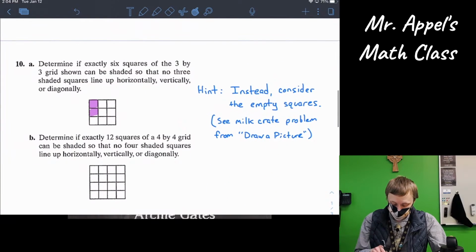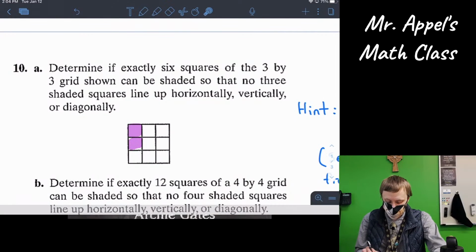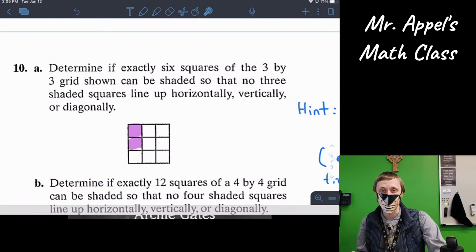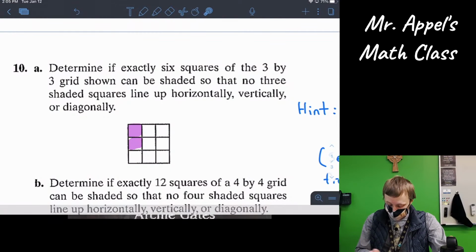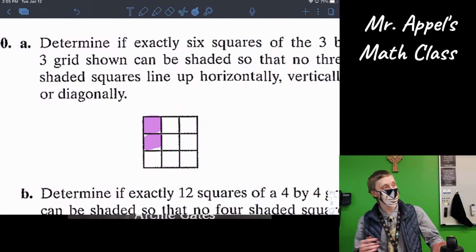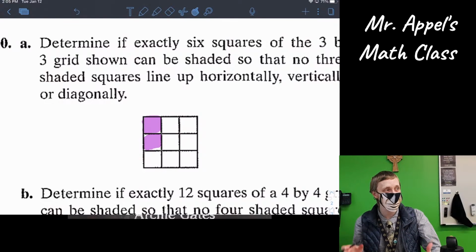And number 10. Here we have determine if exactly 6 squares of the 3 by 3 grid shown can be shaded so that no 3 shaded squares line up horizontally, vertically, or diagonally. So this is a wonderful chance for you to break out the crayons, and we'll just start coloring in our squares nice and neat. And then, oh shoot, see, this goes 3 in a row. I don't want that. I'm trying to avoid creating a bingo here, so we can't color in that square. So you got to figure out which other squares can I color, right? So you might have a lot of back and forth that way. There's a lot of combinations here.